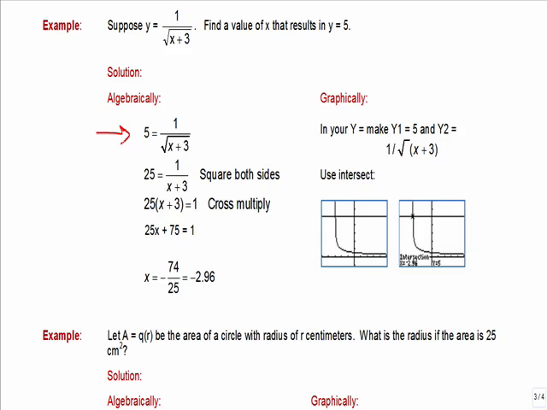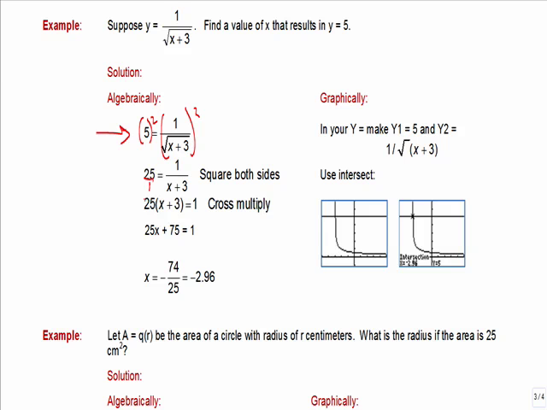Now what I decided to do was get rid of the radical, and so to get rid of the radical, I chose to square both sides, which is a legal step. And when I square both sides, the left becomes 25, and the right becomes 1 squared, or 1, over the square root of x plus 3 squared, which just gives me x plus 3.